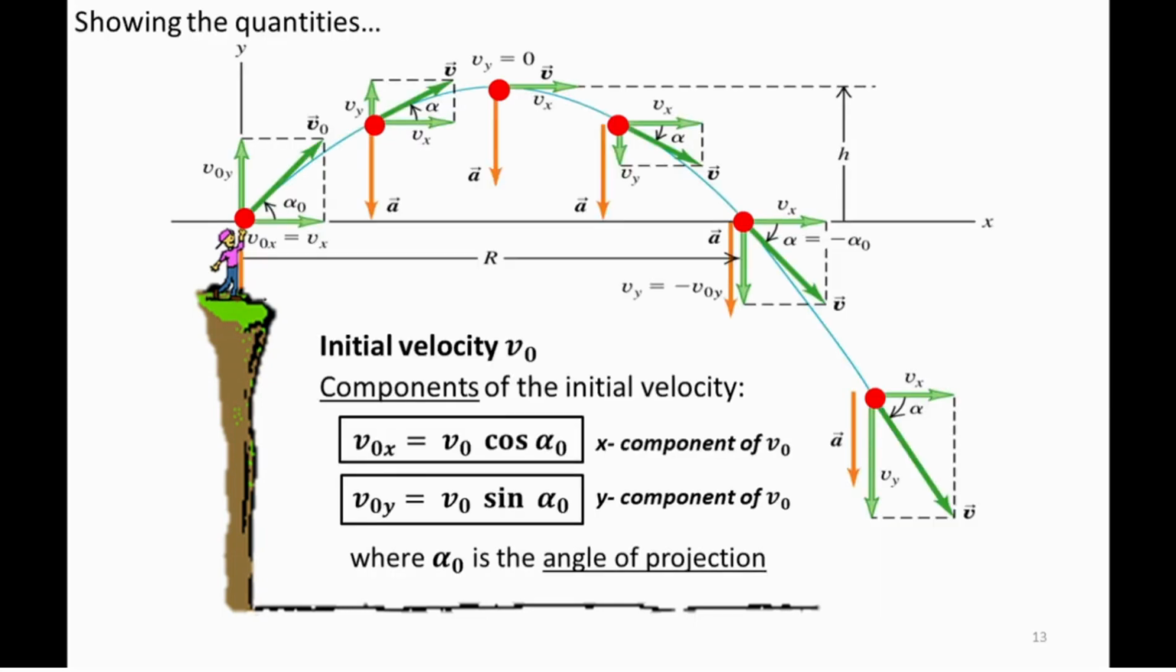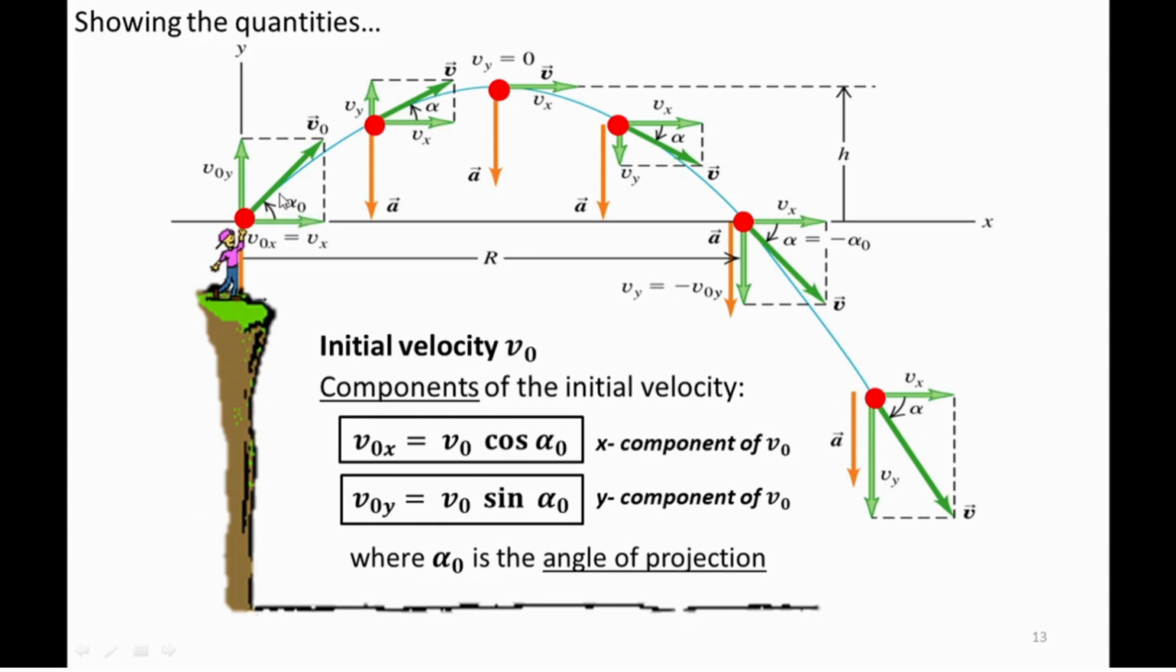So first, we must learn about the components of the initial velocity. For projectile motion, we generally have x component and y component of the initial velocity. This is because most of the projectiles are projected or thrown at some angle of projection indicated by this Greek letter alpha, sometimes alpha sub 0 or alpha naught, but sometimes the angle of projection is also labeled as theta. So do not be confused by that.